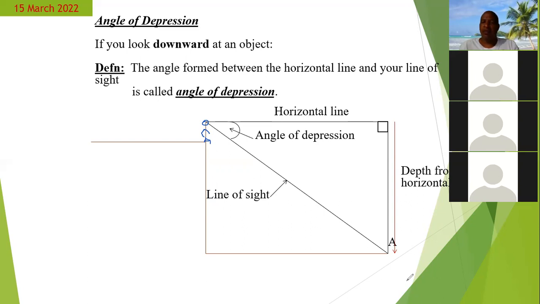Not saying that there won't be any scenario where you could apply the other two ratios, but when you think about angle of elevation and depression, just think about the tangent ratio. Is that clear, guys? Yes, sir. So with that said, then let us move on.